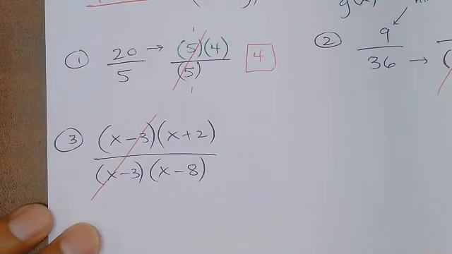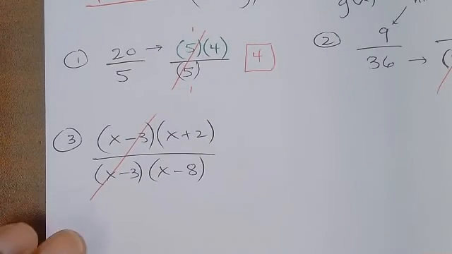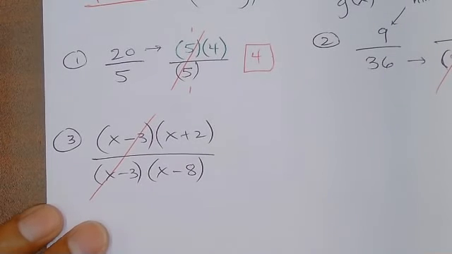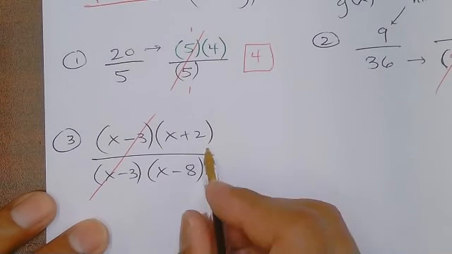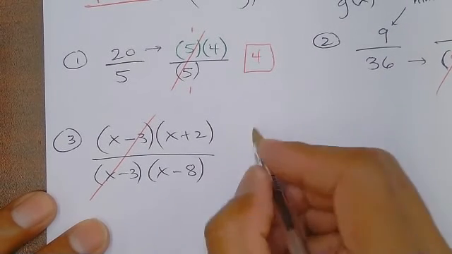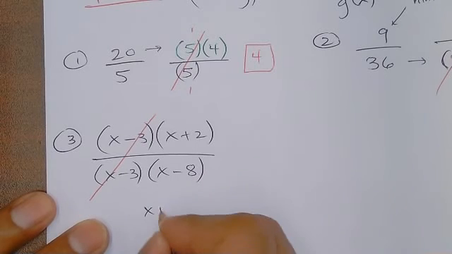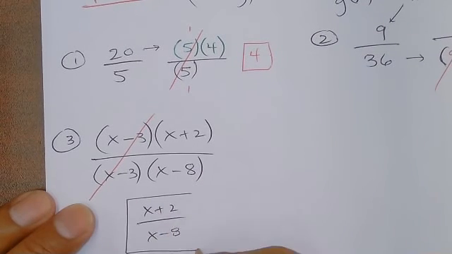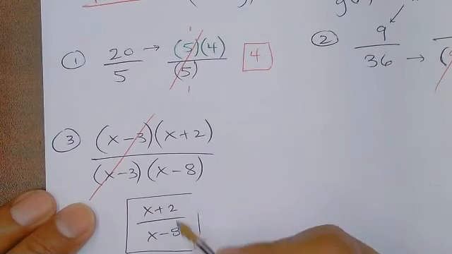See, this is going to divide out. X minus 3, x minus 3, they divide out. It's like 1 over 1. And that's what's going to happen to these problems. One of them will match, and that's going to be your hint. Okay, so obviously here the answer is this part that's left over, right? The x plus 2 over x minus 8.